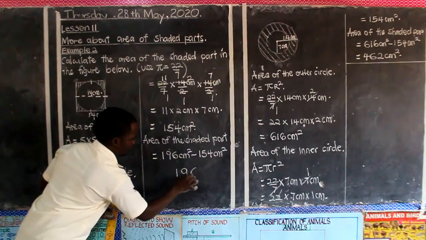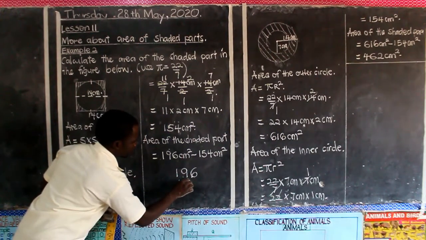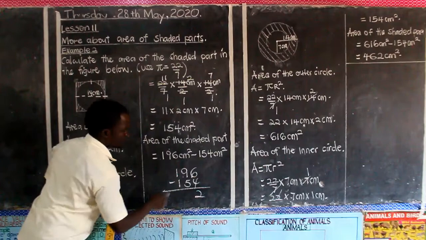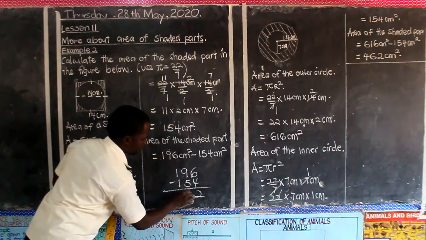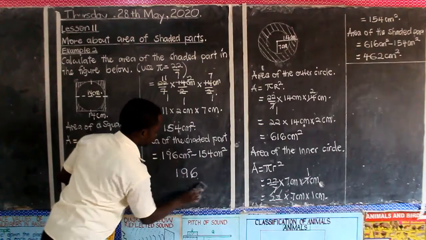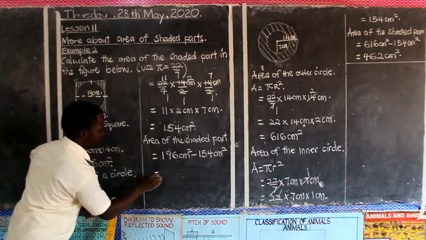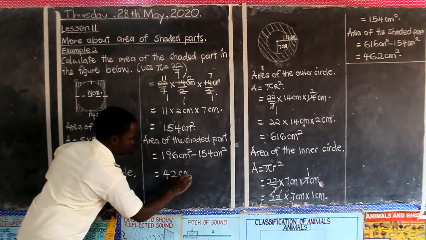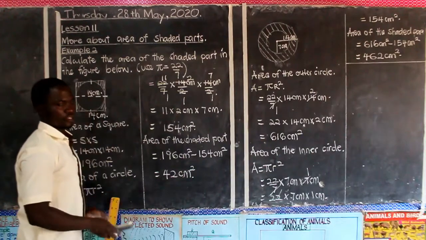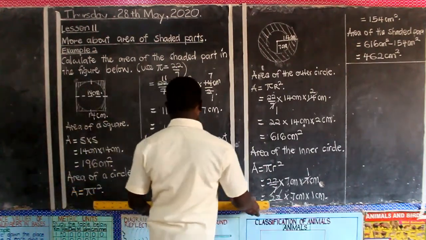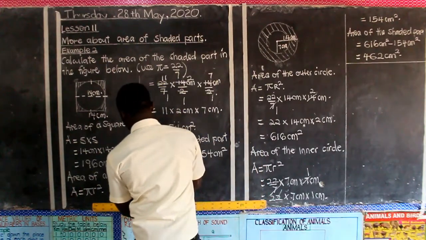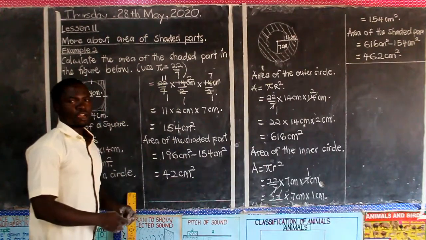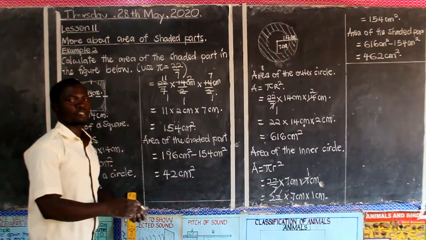Now let's subtract 196 minus 154. 6 minus 4 is 2. 9 minus 5, we shall have 4. Then that is 0. So the area of the shaded part is 42 square centimeters. So those two examples are enough. I want us to use this knowledge and answer some work in our activity.